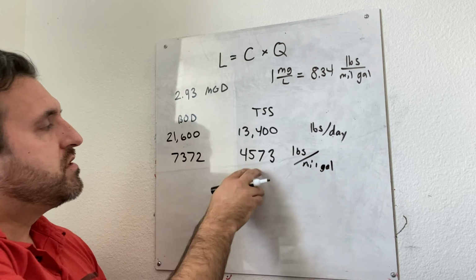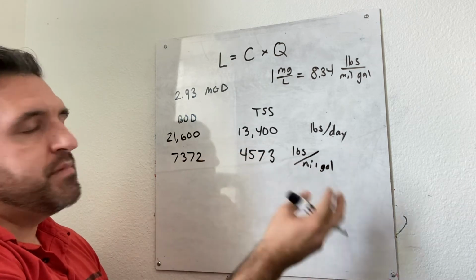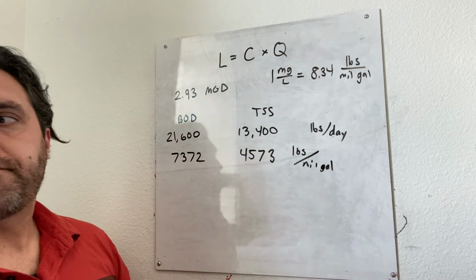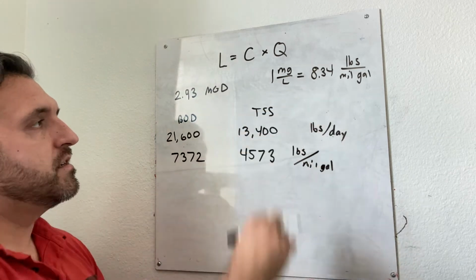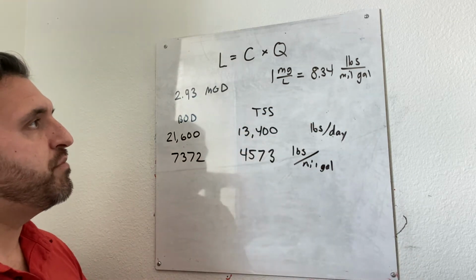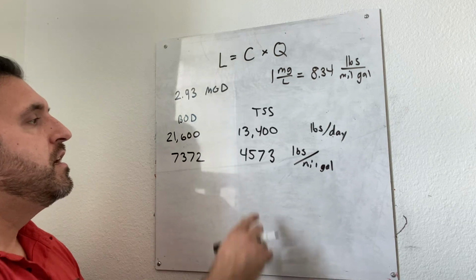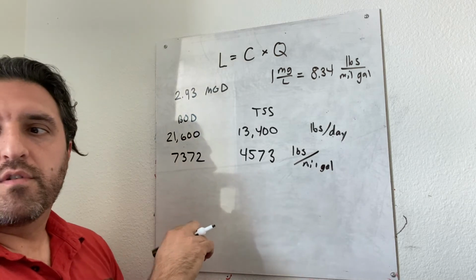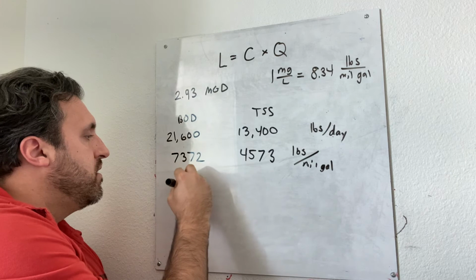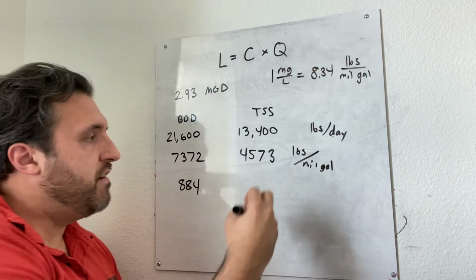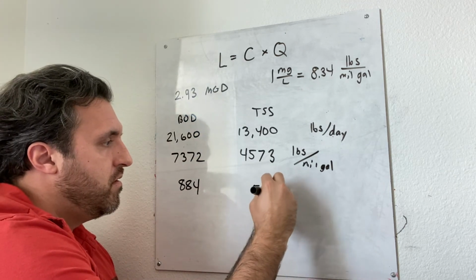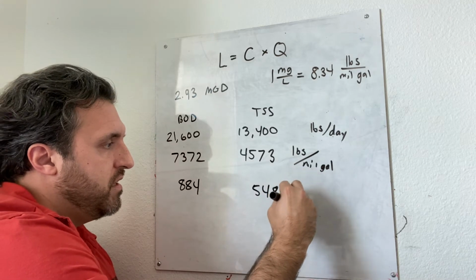Now, if we want to express those concentrations as milligrams per liter, which is more typical, again, we just use that factor. 1 milligram per liter is equal to 8.34 pounds per million gallon. So we divide these numbers by 8.34, and that gives us 884 and 548. And the units there are milligrams per liter.